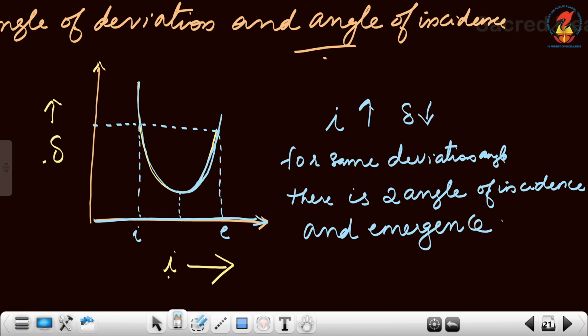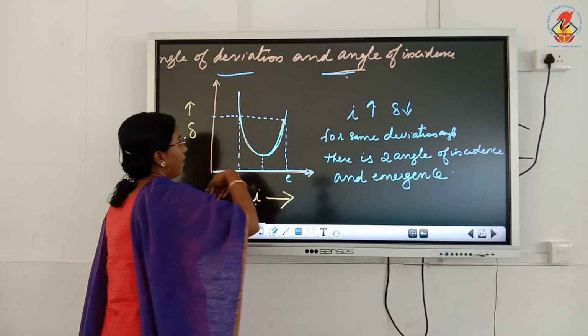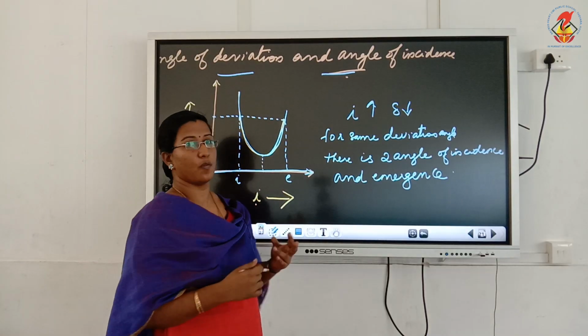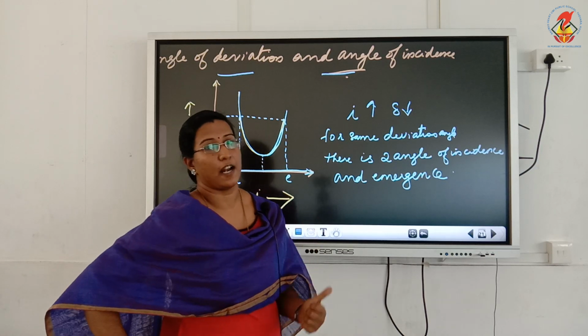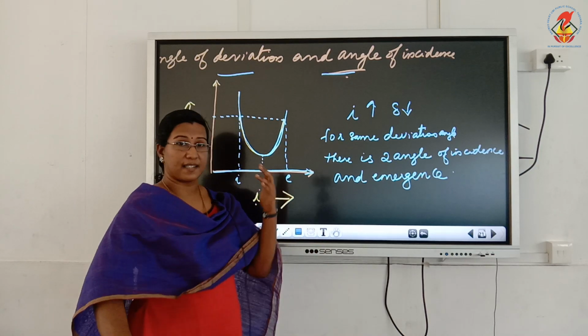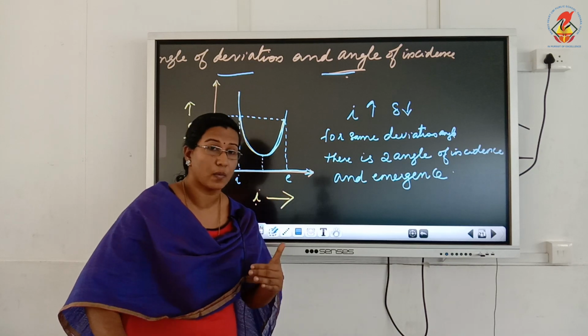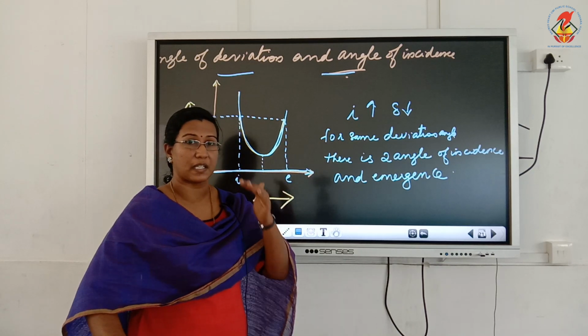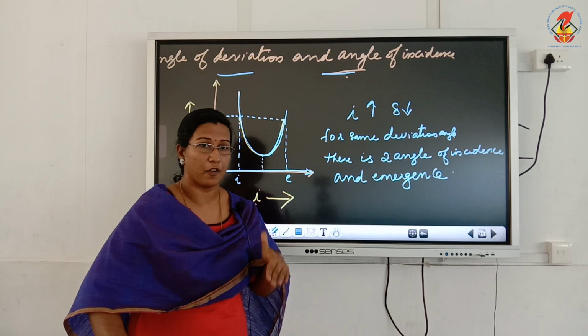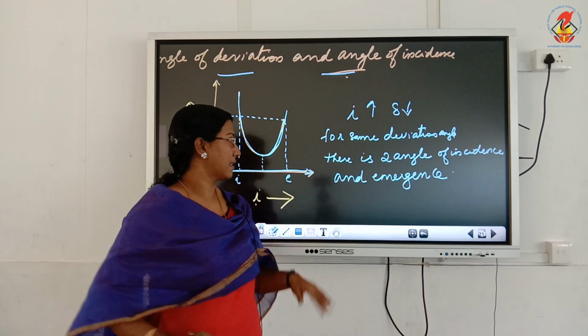This is a graph which relates angle of deviation with angle of incidence. It shows that for a single angle of deviation there are two values of angle of incidence and hence angle of emergence, and also as the angle of incidence increases, angle of deviation first decreases, reaches a minimum value, then it increases.